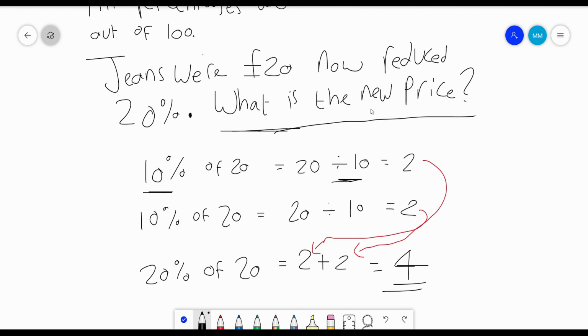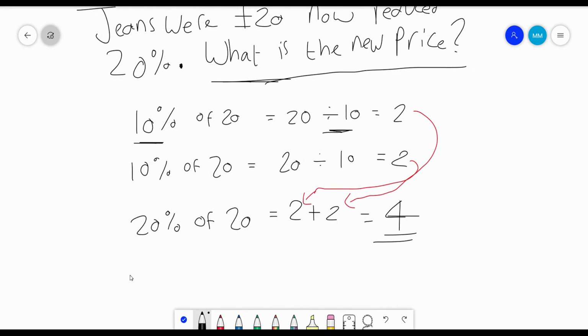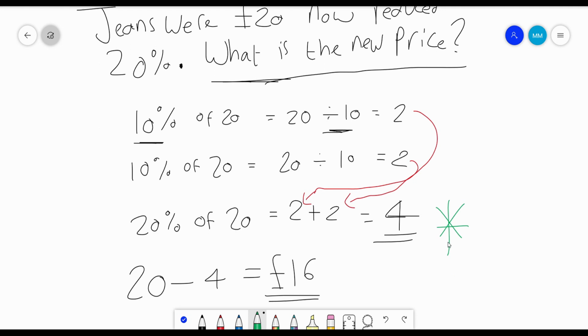Now it says, what is the new price? So the new price must be 20 take away 4 equals £16. That is the answer they want, not this. Yes, this answer here will get you marks, but what they're really looking for is this, or ideally they want this and this to get the full marks. Okay, too many students stop at this point here and walk away because they failed to read the question, which then brings me back to my final point.